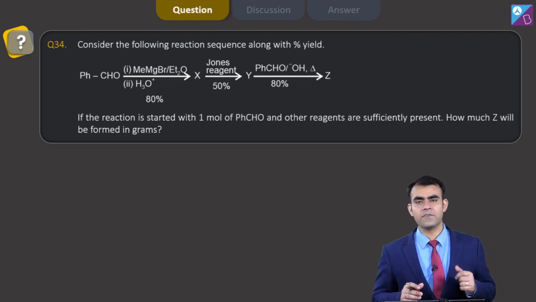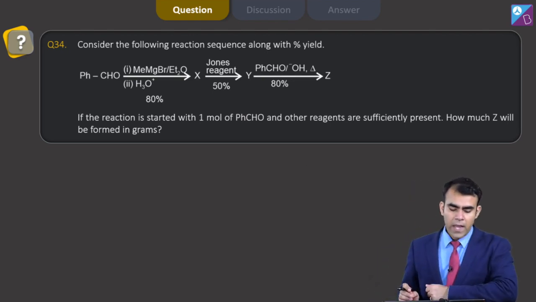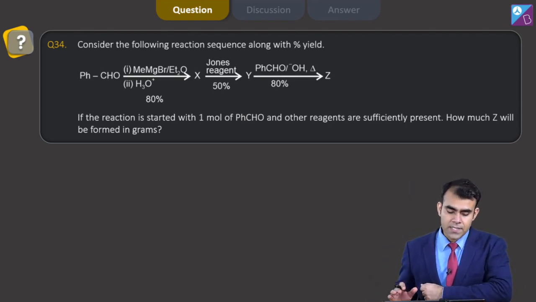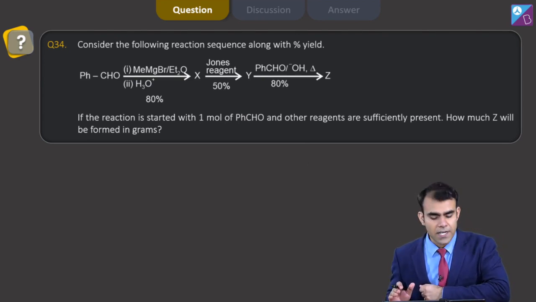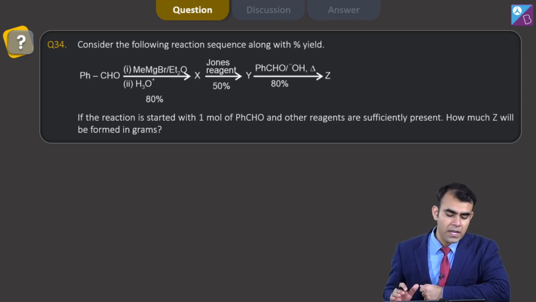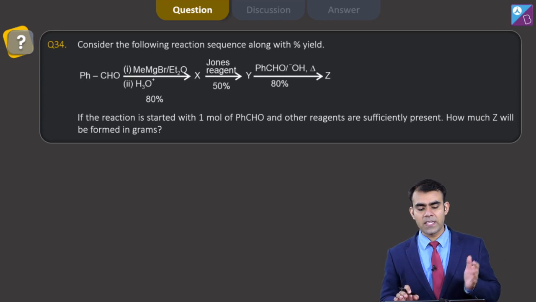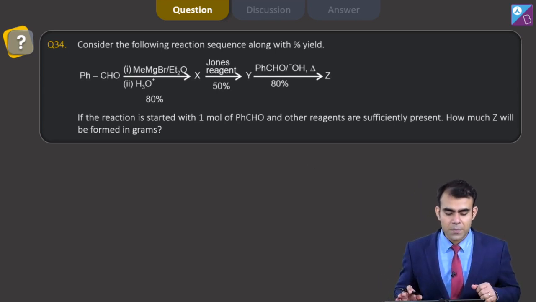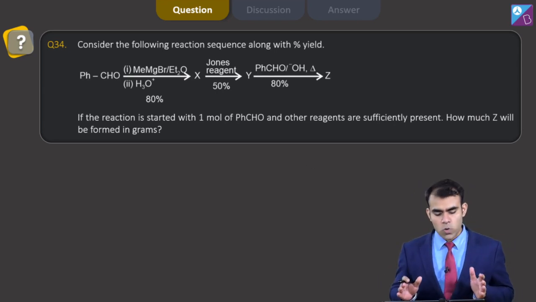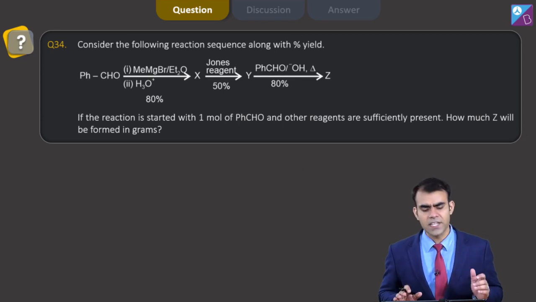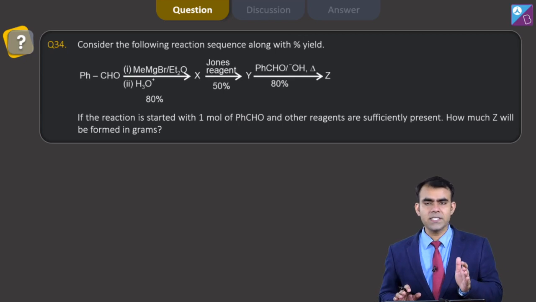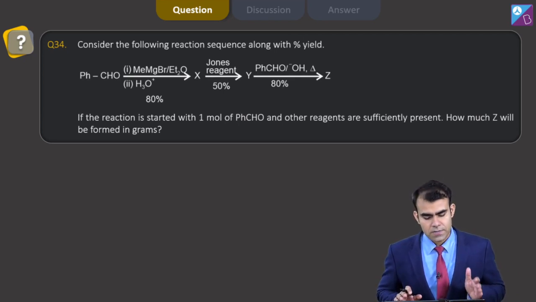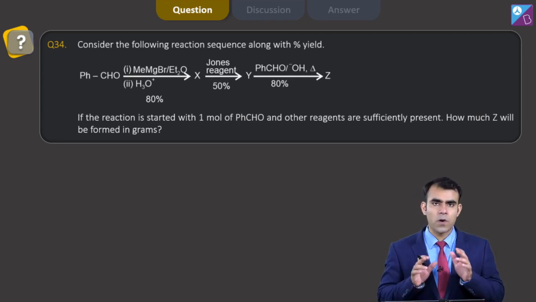Next, moving on to my next question. So here we have question number 34. Now in question 34, it says, consider the following reaction sequence along with percentage yield. Now first we have been given benzaldehyde. Now this benzaldehyde is reacting with Grignard reagent, that is MeMgBr, in presence of Et2O, that is diethyl ether, followed by H3O plus, and the percentage yield is 80%, and then a compound is formed, that is X.